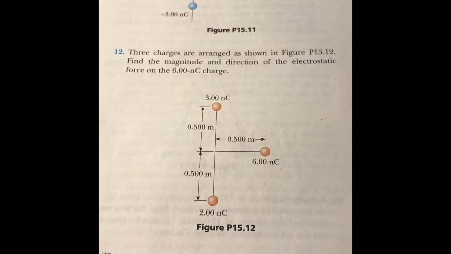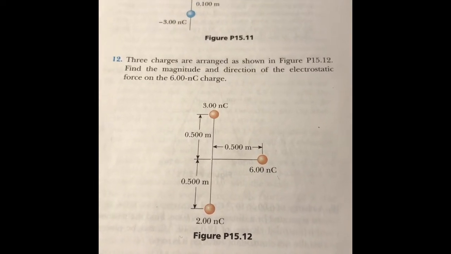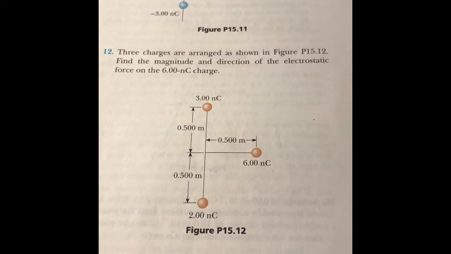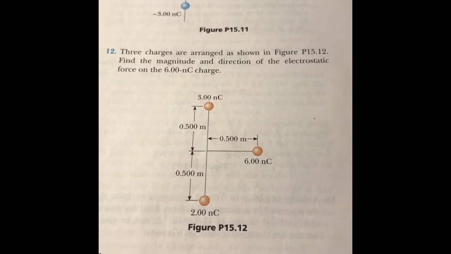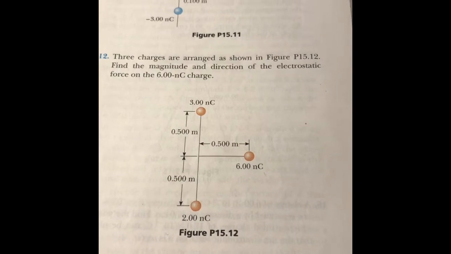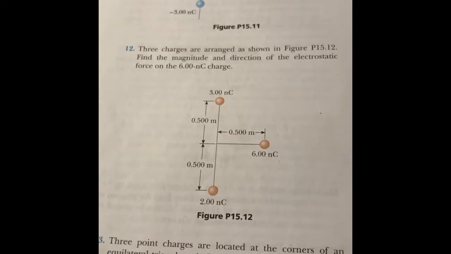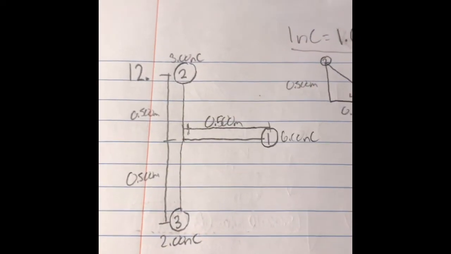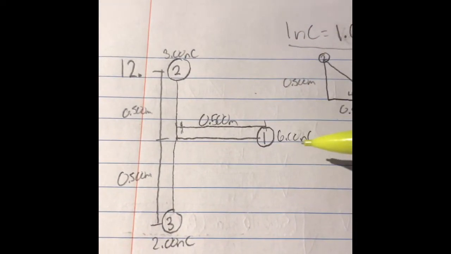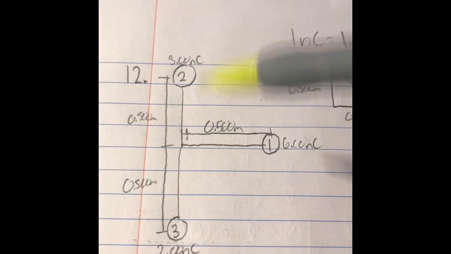I'm going to be explaining number 12. Number 12 says, three charges are arranged as shown in figure P15.12. Find the magnitude and direction of the electrostatic force on the 6 nanocoulomb charge. So I redrew this diagram right here using 1, 2, and 3 to signify them for later. This one's the 6 nanocoulomb charge, this one's 3, and that one's 2.